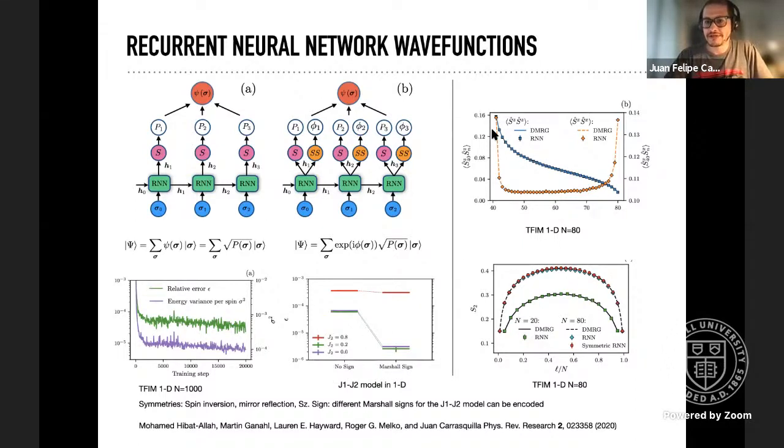These are the correlation functions that come out of DMRG compared with the ones that we get out of the RNN. This is sigma z in blue, and then sigma x in orange. And the agreement is very good. This is for 80 spins. And then we can also compute entanglement entropies and so on, and they all agree very well with our ansatz, right? With our RNN.